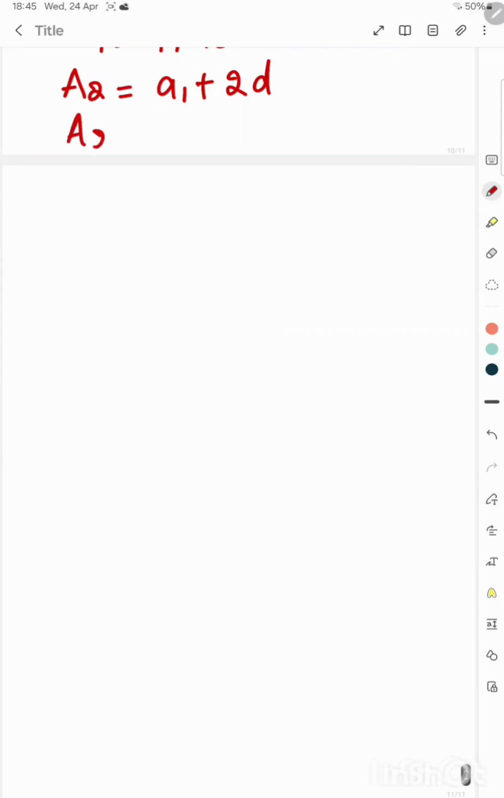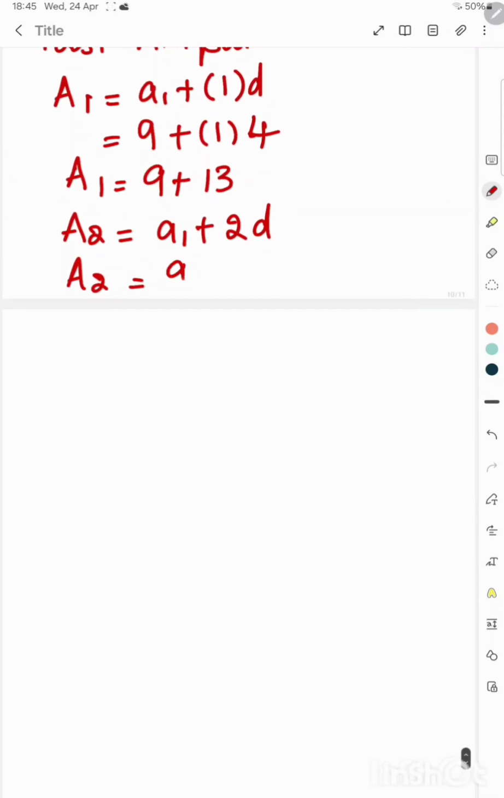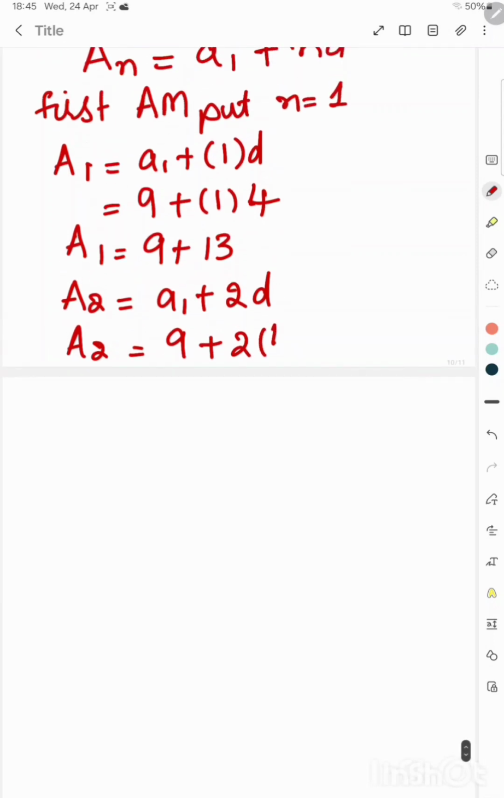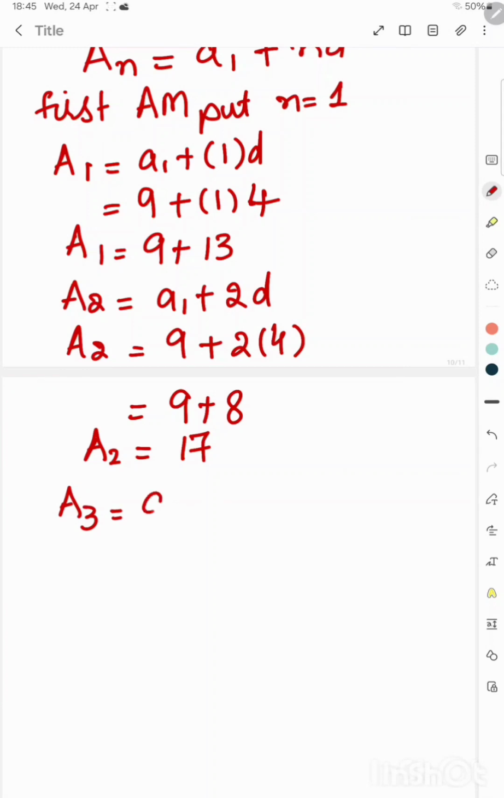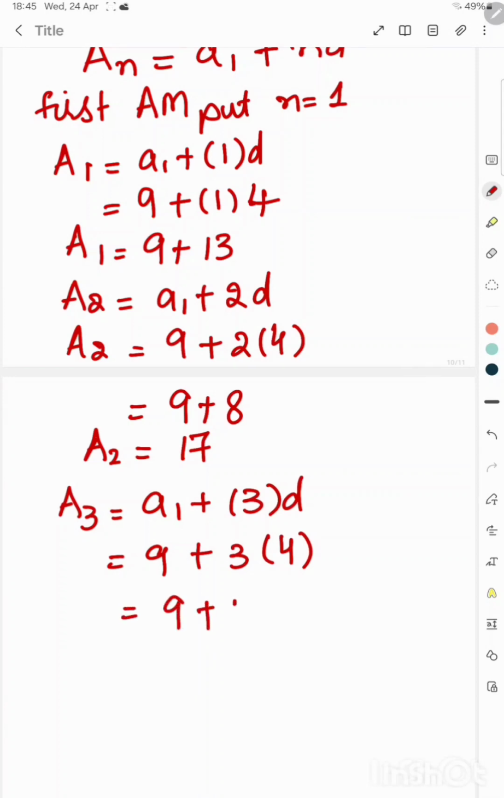So here A2 is equal to A1, the first term of the sequence, plus 2, and D is equal to 4. So here we get 9 plus 4 2s are 8, which is equal to 17. Okay, so this is the second arithmetic mean. For the third arithmetic mean, put n is equal to 3 in the insert arithmetic mean formula. A1 is the first term of the sequence, and D is equal to 4. So here we get 9, 4 1s are 4, 4 2s are 8, 4 3s are 12, and 12 plus 9 is equal to 21.